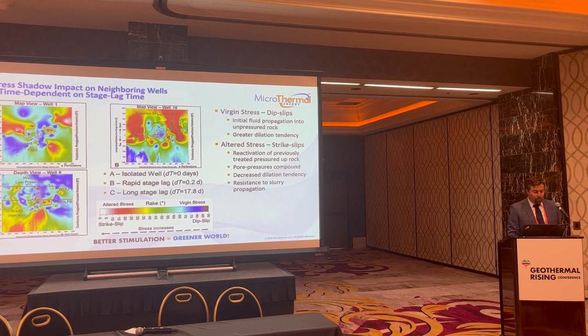Versus what happens when you treat, in this case, this is a depth view. This is the top of the Wolfcamp and the top of Wolfcamp B. We treat this shallow well, and then nearly 18 days later, they treat this lower well. We see all cool colors indicating there is no more stress shadow. The stress shadow has gone away. Now when you inject into the lower well, all your fluid is going back to the previously treated well. So you're just sending fluid back to the fractures that you initially created on the shallow well.